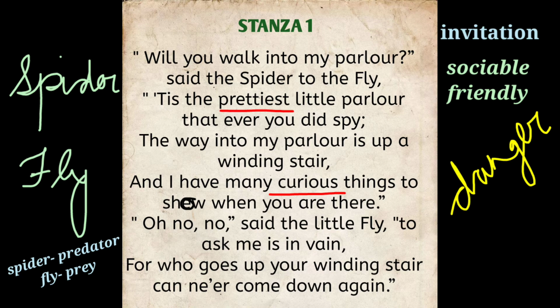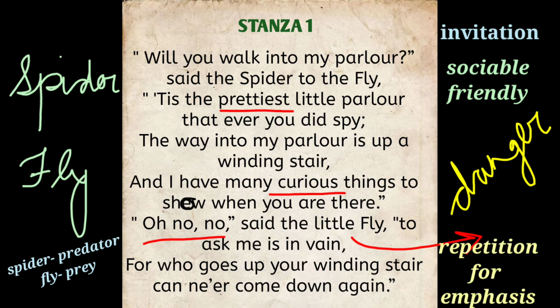Only when the fly will enter into his little parlor, the spider will show him many curious things, and not before that. Thankfully, the fly wisely sees through the spider's plot. She knows that those who go through the winding stair into his home never come out. It implies she is aware that the spider has eaten his previous guests. This is just another invitation to catch his prey. She clearly declines telling the spider that to ask her into his home is in vain, that is useless. Oh no is an example of repetition.